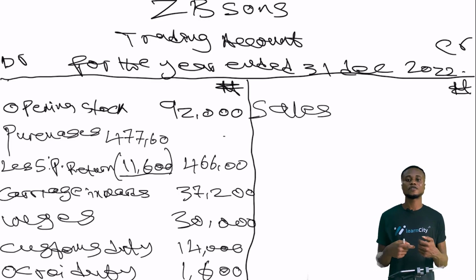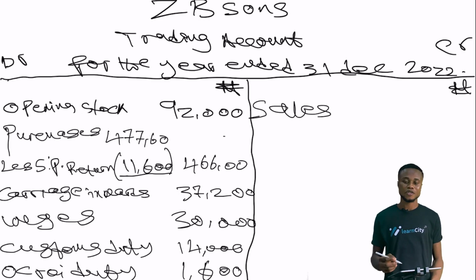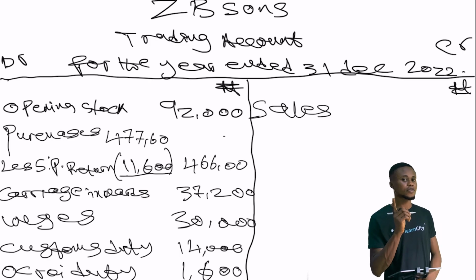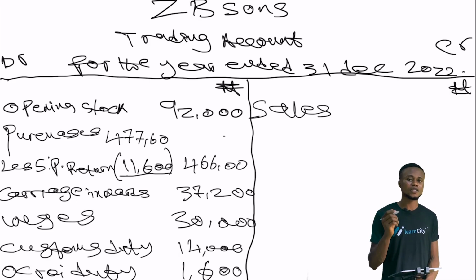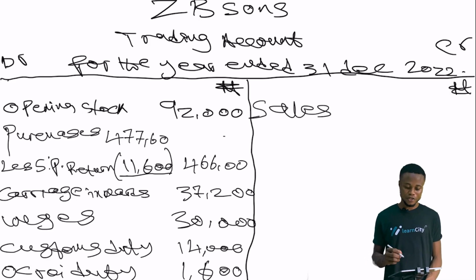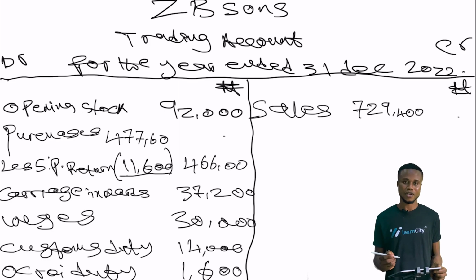In the question, we are given the amount for sales. Before you write in the full amount of the sales, you have to make sure that there is no adjustment that precedes that sales. If yes, don't write the amount straight here. You have to do the initial adjustment around here. So that sales amount is 729,400. I'll still write it here because I want to do little adjustments under it.